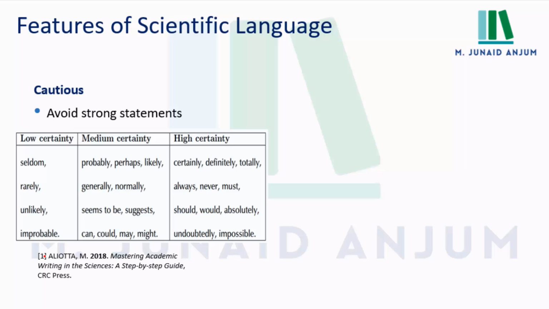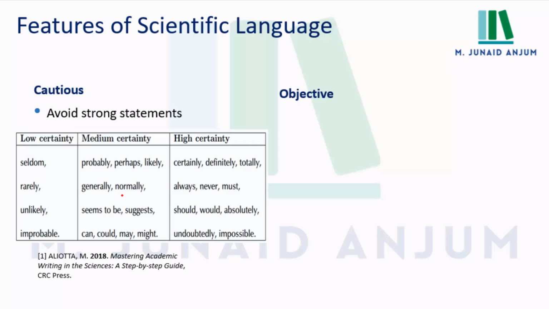Avoid strong statements. Words such as seldom, rarely, unlikely, improbable show low certainty. You are not making a very strong statement. If you are giving some medium level of certainty, you can use words like probably, perhaps. However, high certainty words like certainly, definitely, totally, always, never, must mean you are very sure about it, and scientific language forbids these types of statements. So you should be at a medium level of certainty so that in future if some other research comes and overthrows your claim, you can say that it was a medium level of certainty.